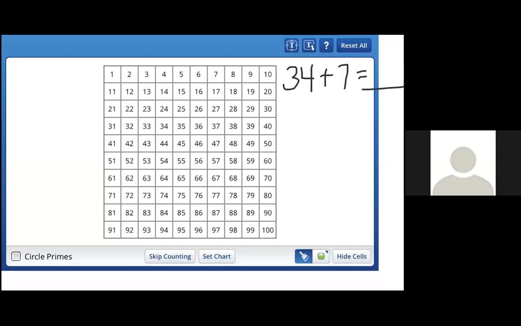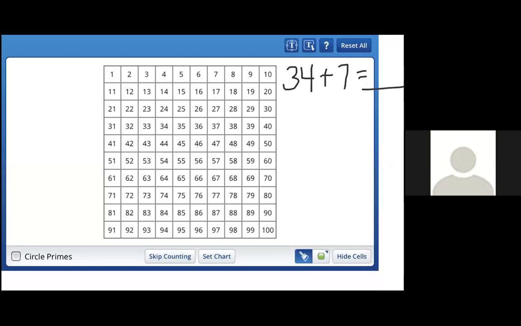Today we're going to revisit a tool that you used last week to do some addition. But this week you're going to notice something different happening as we are doing the addition on the hundredths chart. We're going to start with the problem that you see on your screen right now, 34 plus 7.